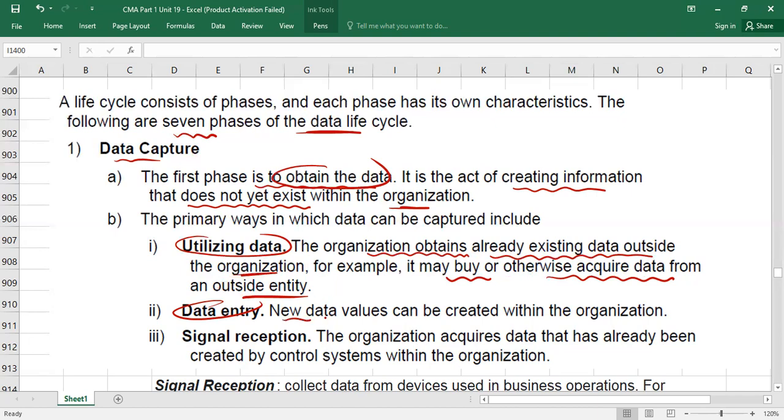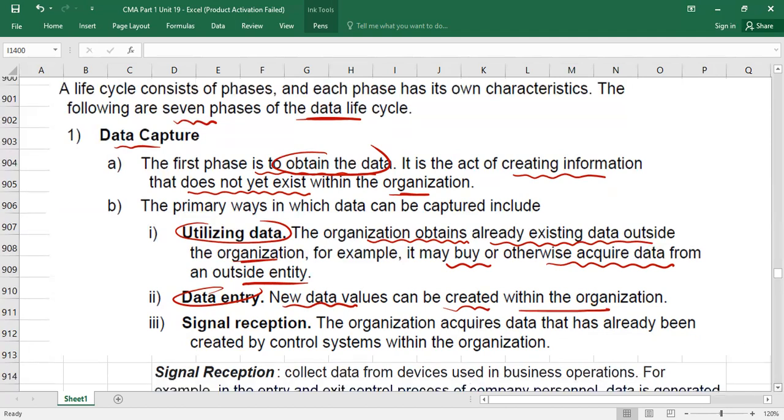So new data values can be created within the organization. For example, you are running a hospital. Every day, X number of patients are visiting your office, and you are creating their database: the name of the customer, phone number, email address of the customer, and so on. This kind of information. That is called data entry.